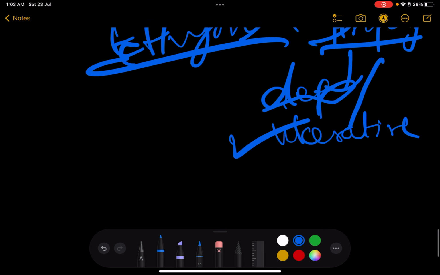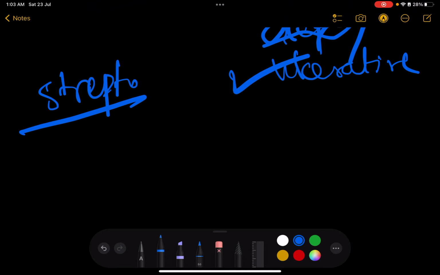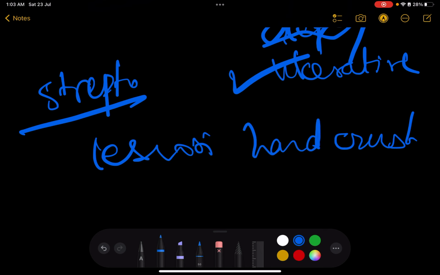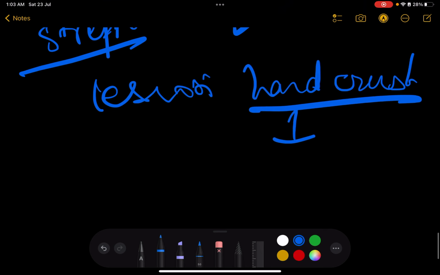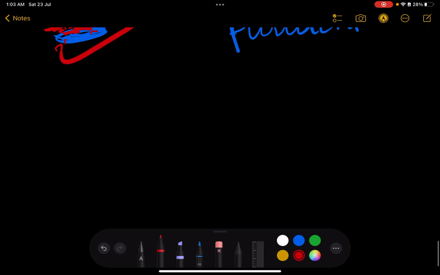It's ecthyma. What's going to be the etiology? It's going to be a strep, group A streptococcus, mostly pyogenes. The lesion is going to be a hard crust, and on removal, it's going to show a purulent ulcer. So these crusts are over the ulcers. If this is your ulcer, there's a hard crust over it, and when you remove it, you can see a purulent ulcer.